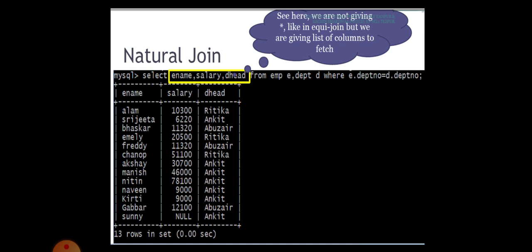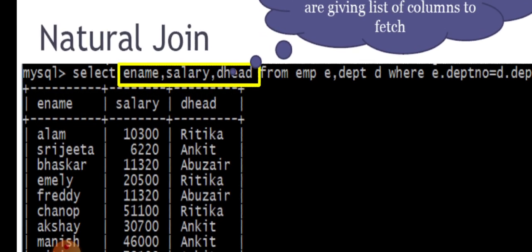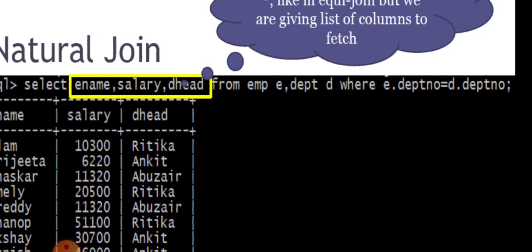My dear children, see the example which is given along with a list of columns to fetch. Select ename, salary, dhead. The compiler will select only the column names which are given along with the select clause. The rest of the query is very similar to the EQ join that we already discussed.